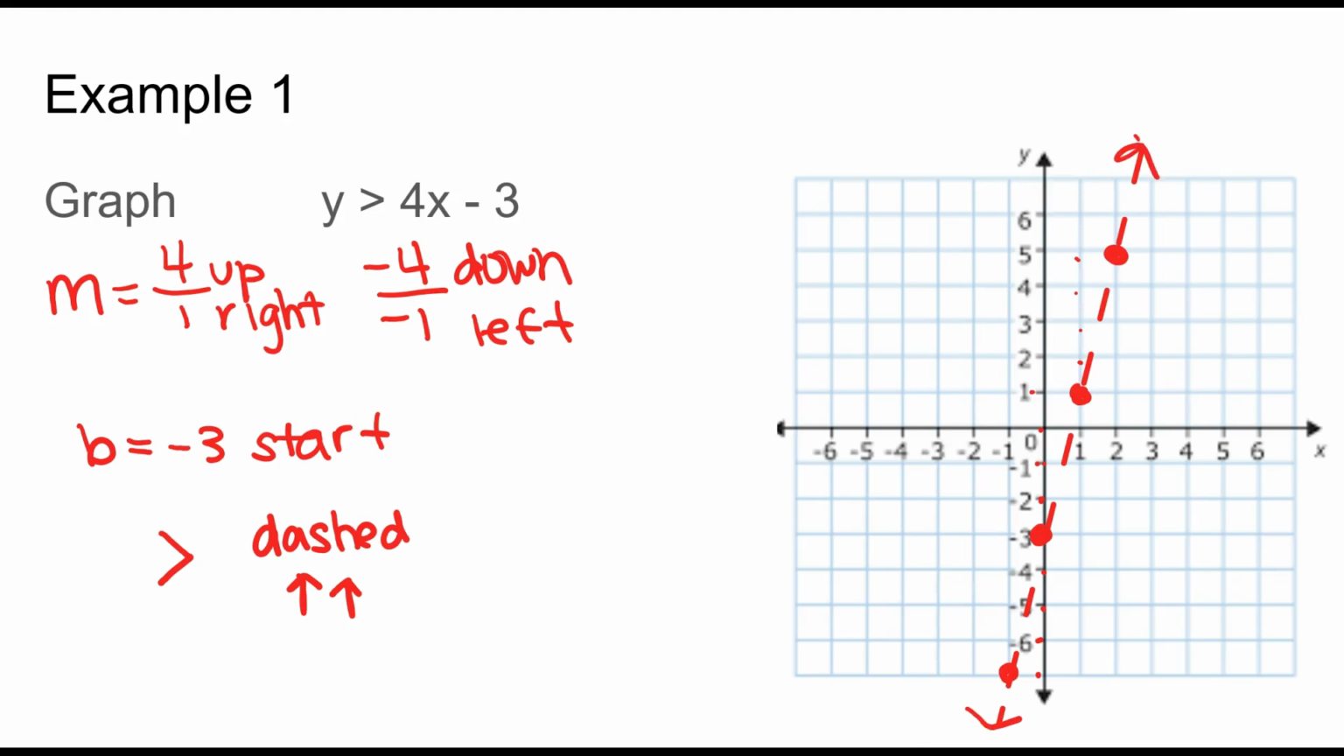So we're almost done. We just need to shade. Because it's a greater than, I'm going to put my pen on the y-intercept and a straight up arrow because it's greater than. And you can do that from each dot if you want. Make sure your arrow is following those grid lines. And then I'm going to use this to shade over my arrows. And that is graphing the linear inequality.